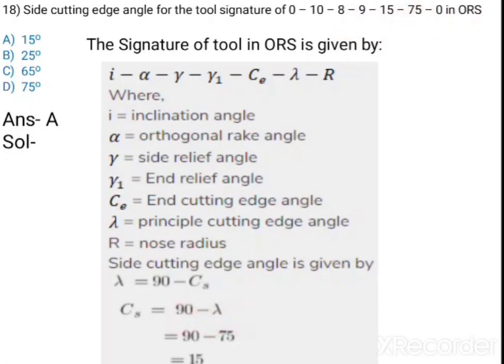Just you have to remember what is ORS system. I is denoted for inclination angle, alpha is for orthogonal rake angle, then side relief angle, then end relief angle, end cutting edge angle, then principal cutting edge angle lambda, then nose radius, the last one in mm, nose radius r. So side cutting edge angle is nothing but 90 minus principal cutting edge angle, that is the formula we are going to use. So 90 minus 75, you will get 15 degree. Just remember the formula, and the correct option is A.